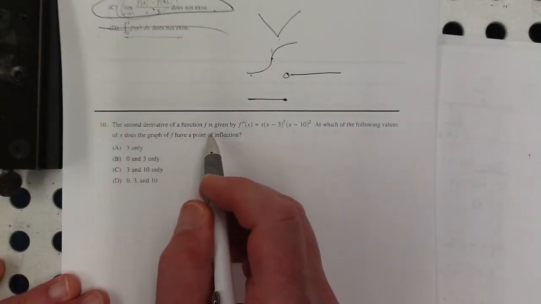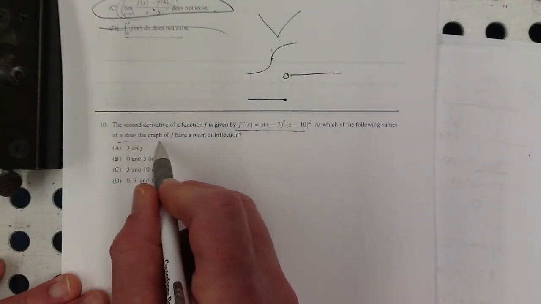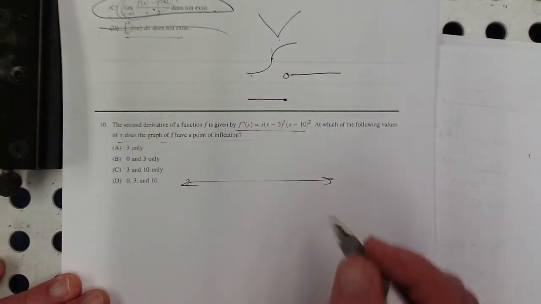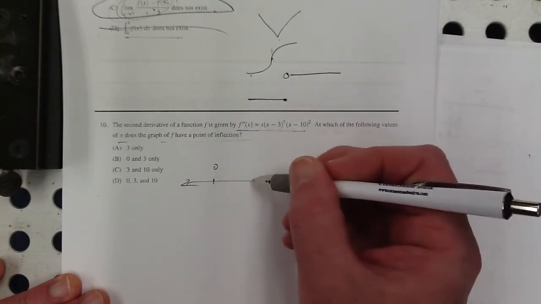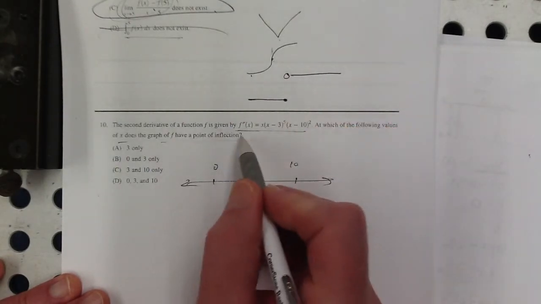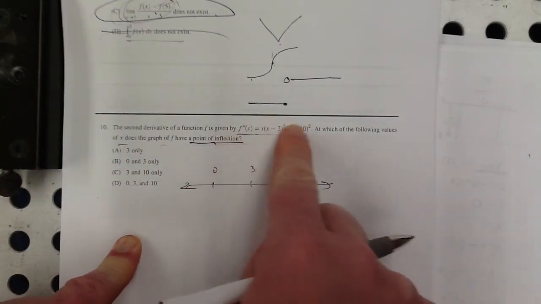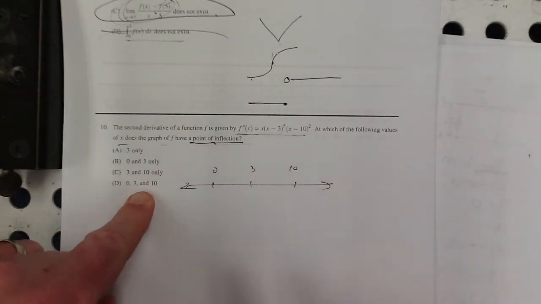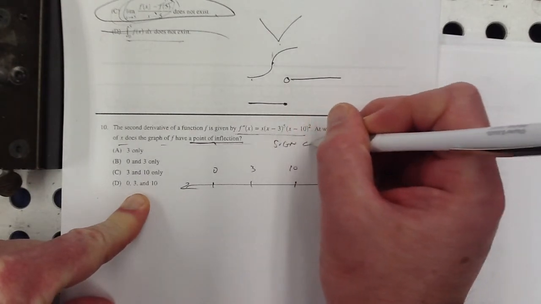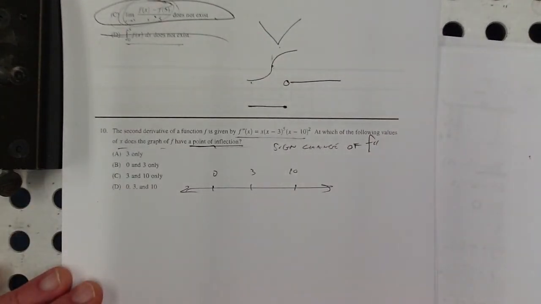Second derivative of a function f is given by f double prime is equal to this. At which of the following values does x have a point of inflection? They like doing this thing where you get sign changes at some of these and not sign changes at others. Because this is the same question as what's the definition of an inflection point? An inflection point is not where the second derivative equals 0. It could be, but the actual definition of an inflection point is sign change of the second derivative. So we need to have a sign change.